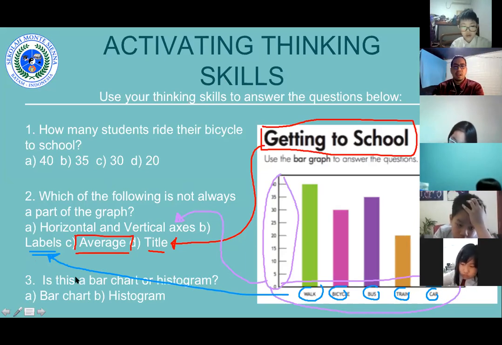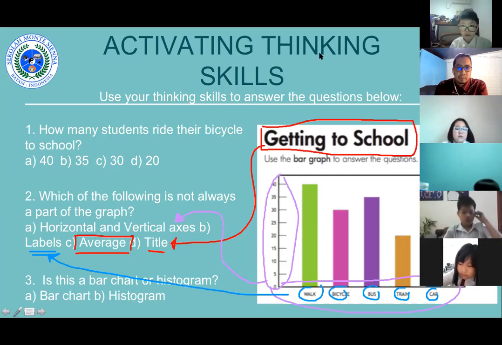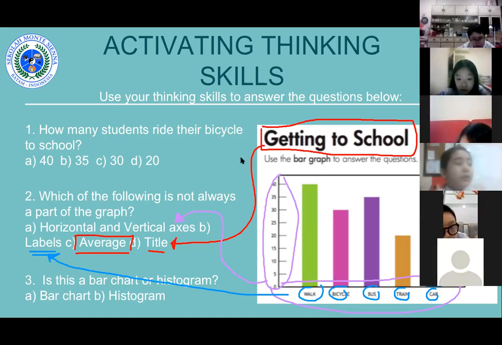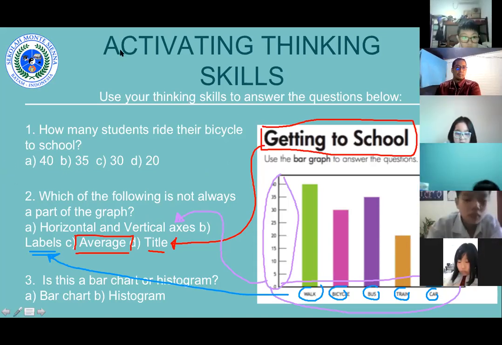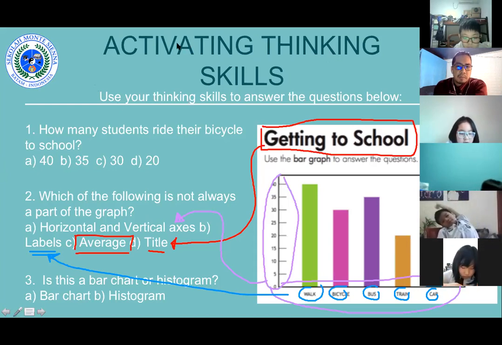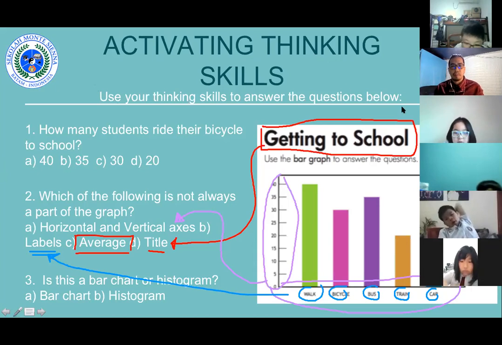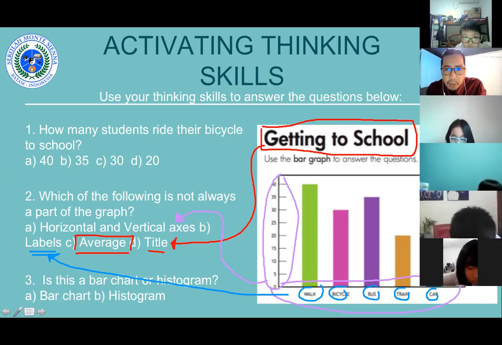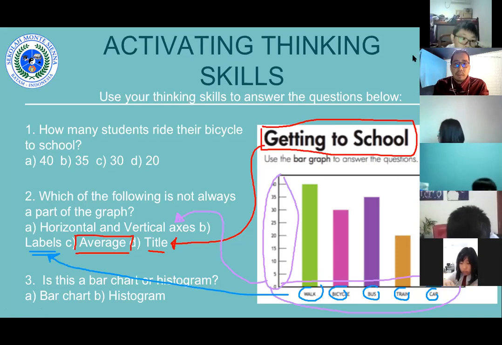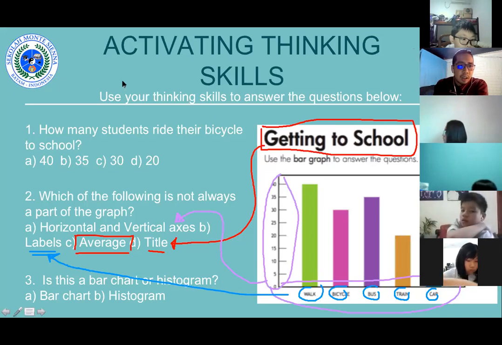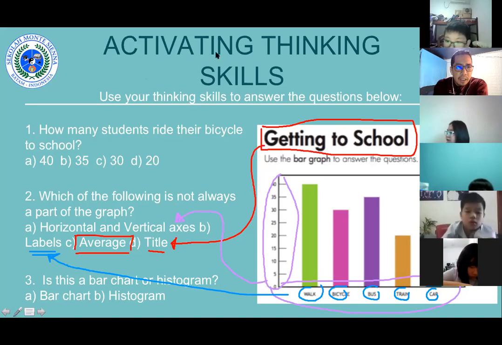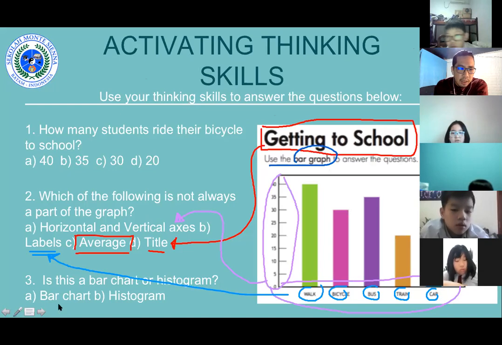Last question. What do you think is the name of this graph? Is it letter A, bar chart, or letter B, histogram? Type A if your answer is bar chart, and then type B if your answer is histogram. Okay, from the chat, I saw Ricardo, Avara, Rivi, Gilbert, Alfredo, Akemi. Okay. The answer here is, obviously, it's already written on the example, a bar graph, also known as the bar chart.